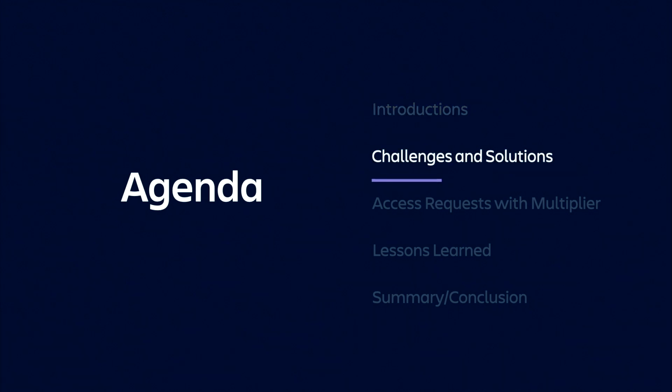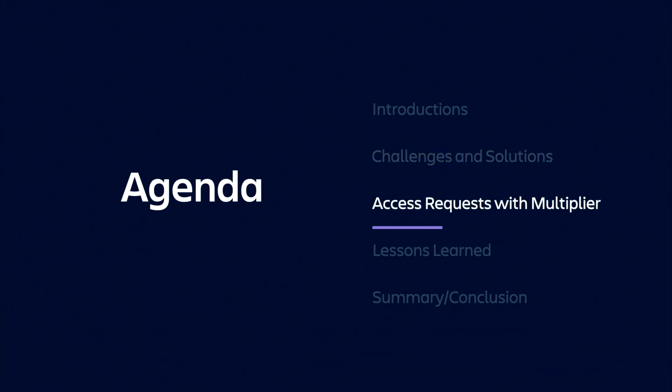We're then going to move into some of the challenges that we faced when trying to work on our user lifecycle management and some of the solutions that we came up with to address those challenges. Next, we'll talk about a specific use case, which is access management and access requests, and how we use Multiplier to help us automate those things.